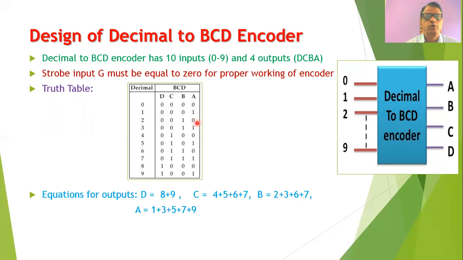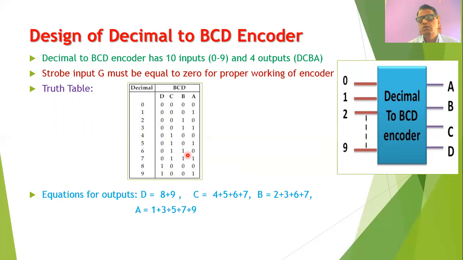When you look at the column of D, you will find that for the decimal 8 and 9, the output D is 1, and therefore I can write D is equal to 8 plus 9. Similarly, when you check the column for output C, you can note that for the decimal inputs 4, 5, 6, and 7, the output is 1, and therefore you can write C is equal to 4 plus 5 plus 6 plus 7.